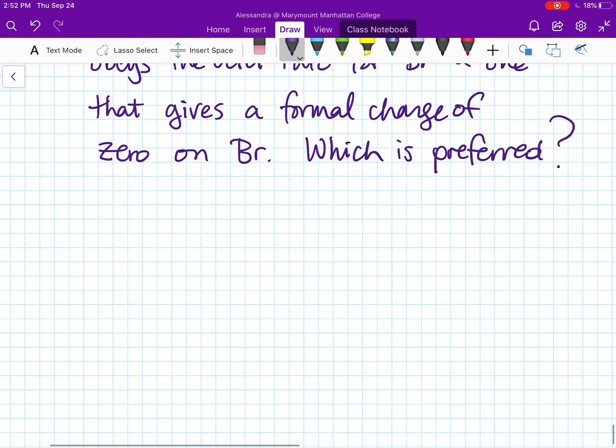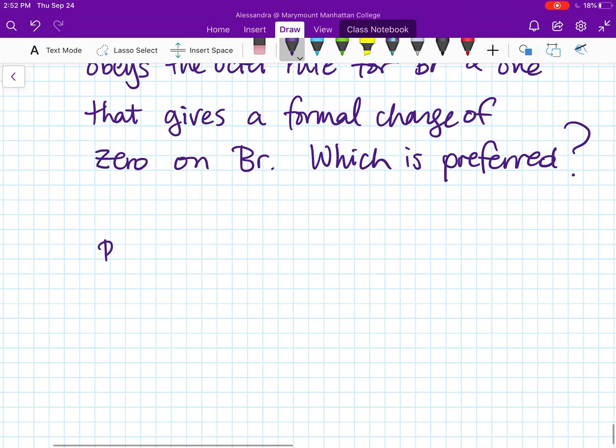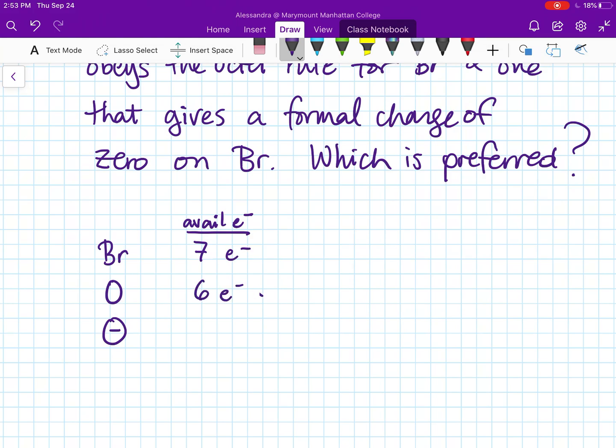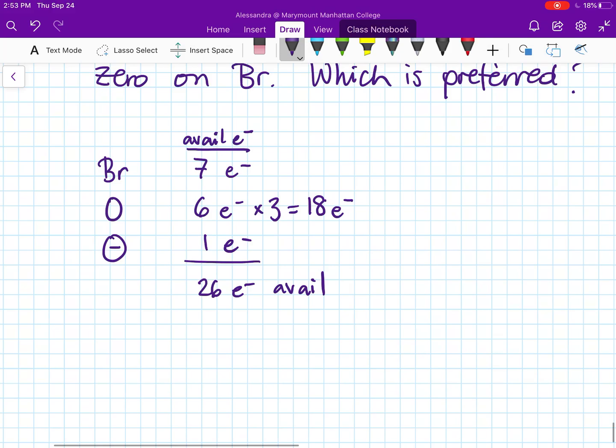So we can start off by using the handy hints. BrO3 minus, I have bromine, I have 3 oxygens, and I have a negative charge. So if I look at the periodic table, the available electrons for bromine are 7 valence electrons. For oxygen, it would be 6, but there are 3 of them in the anion, so that's 18. And the minus charge counts for 1 electron. 7 plus 18 plus 1 is 26 electrons that are available.